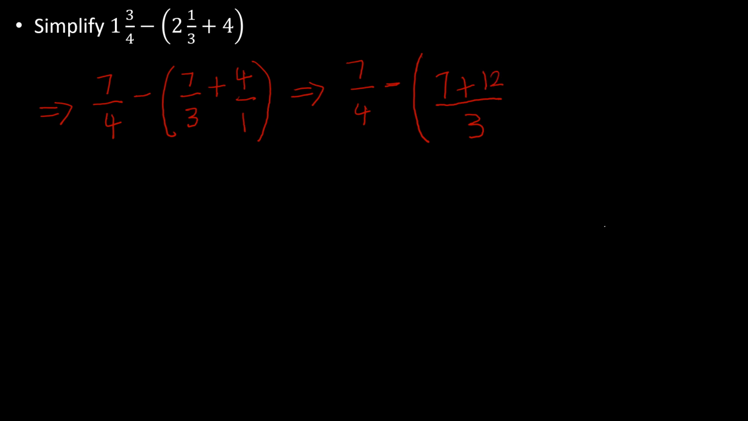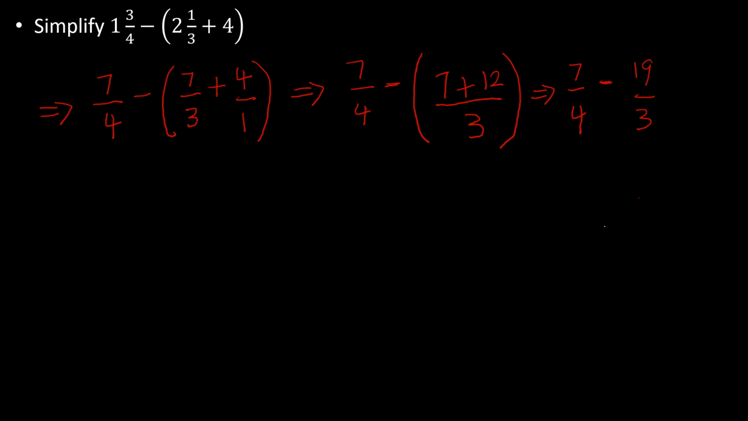Okay? So we have 7 plus 12 over 3. Now, if we simplify this further, we have 7 over 4 minus 7 plus 12 will give us what? It gives us 19 over 3. And that's what we have.